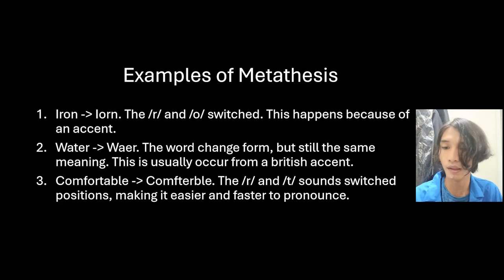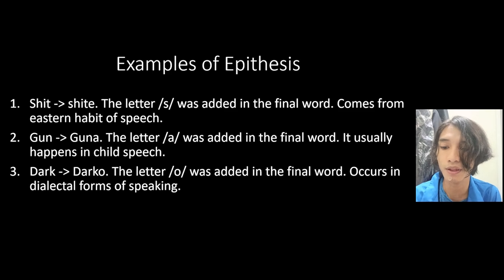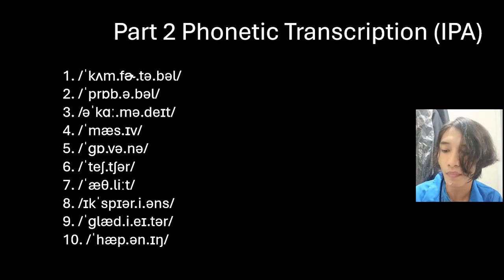And then this is the four, three examples of epithesis. "Shit" to "shits", the letter S was added in the final word, from an Eastern habit of speech. The second is gun to "guna", a letter was added in the final word. It usually happens in child speech. And the third is dark to "darko", the letter O was added in the final word, occurring in a dialectical form of speaking.